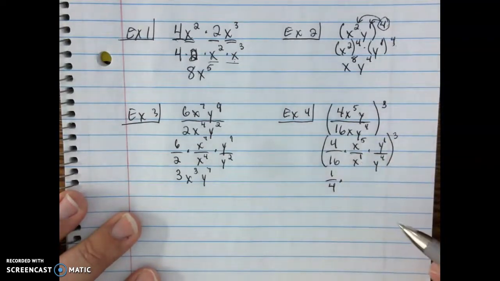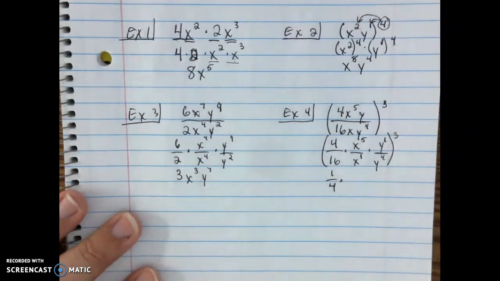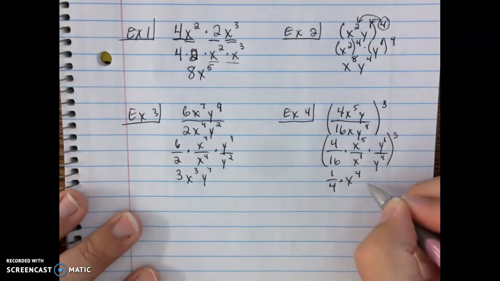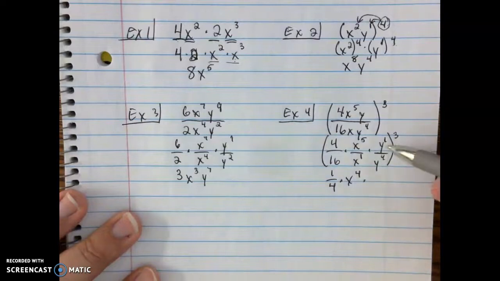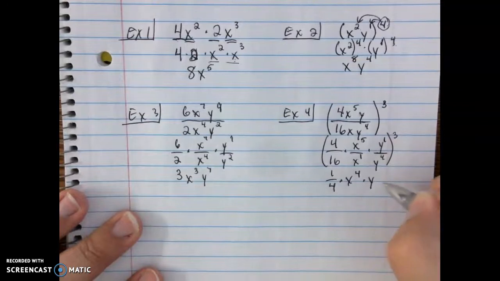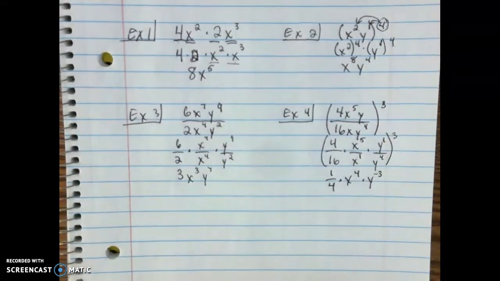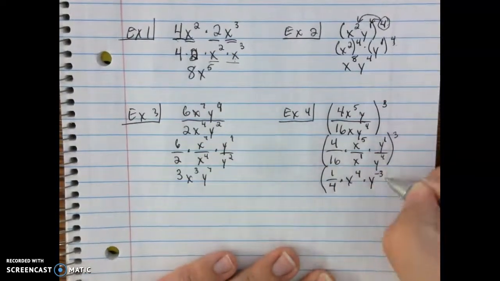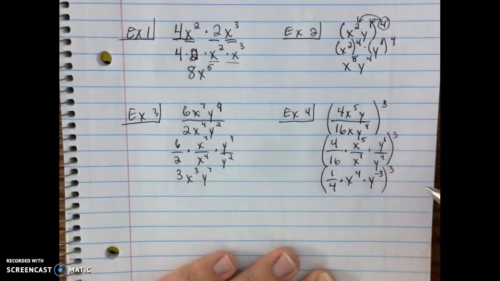X to the 5th over x to the 1st: 5 minus 1 is going to give us x to the 4th. Multiply that. Y to the 1st over y to the 4th will give us y to the negative 3rd. If you want to make that into a positive exponent, you can, but I would encourage you to leave it as a negative exponent for now. We wrap that in parentheses with our third power on the outside.